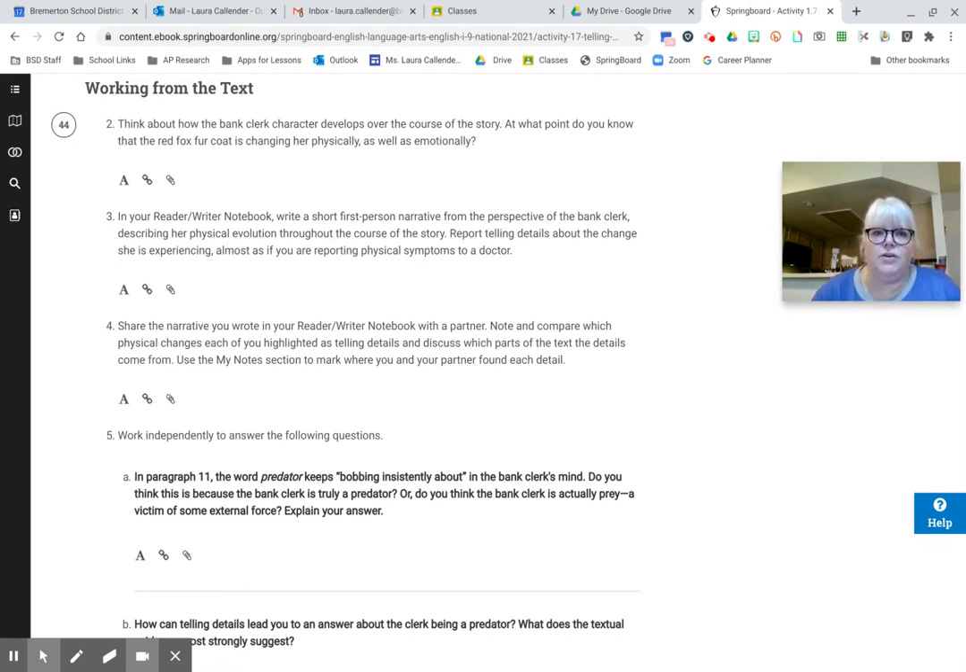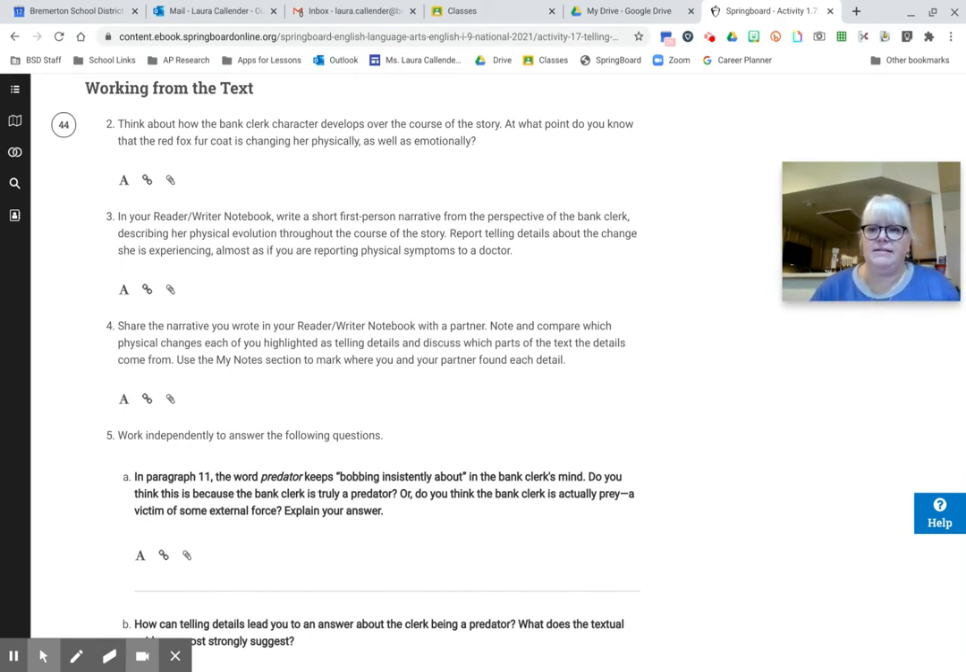Now, number 3, you're going to complete in a Google document that you're going to turn in for me. I need a writing sample from you, and this is going to be that writing sample. So let's look at what it says, and then I'll tell you what I'm looking for in your response. It says, in your reader writer notebook, I'm going to say in the document in the Google Classroom, write a short first-person narrative from the perspective of the bank clerk, describing her physical evolution through the course of the story. Report telling details about the change she is experiencing, almost as if you are reporting physical symptoms to a doctor.